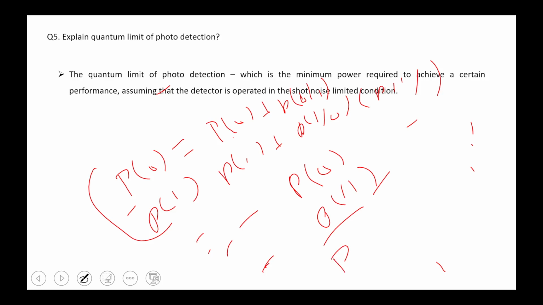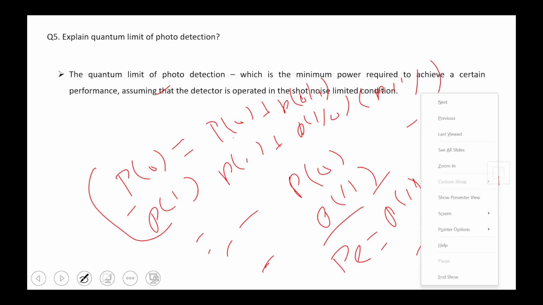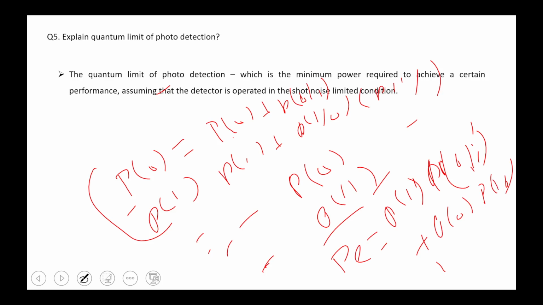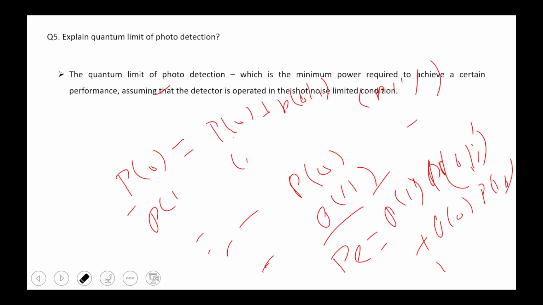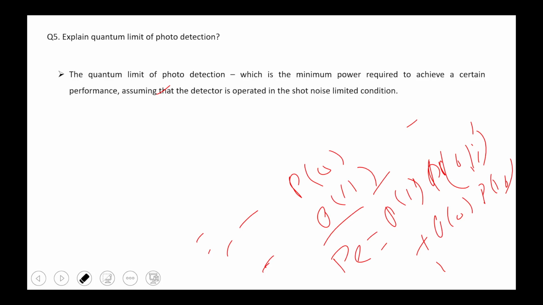So P_e is equal to P1 times P(0/1) plus P0 times P(1/0). Okay. So what is the meaning of that?